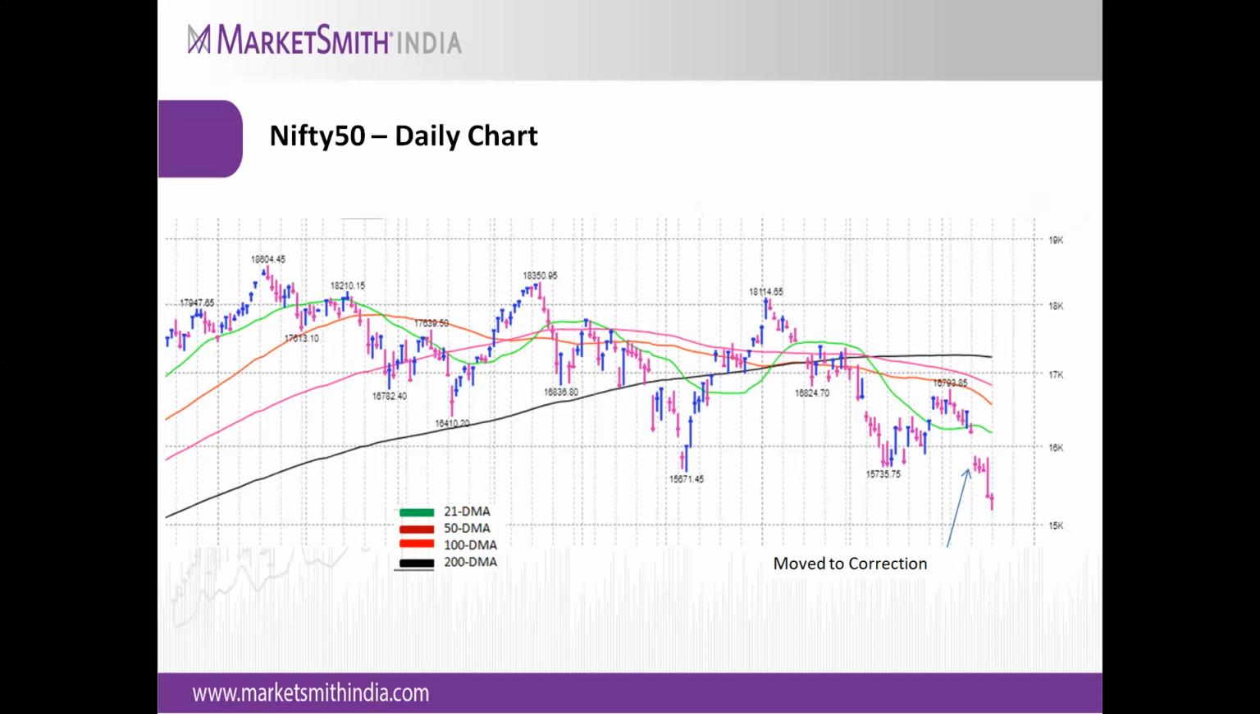For a major index like Nifty, trading below its key moving averages indicates bearishness. For taking new positions in the market, Nifty should trade above key moving averages such as the 50 and 200 EMAs.